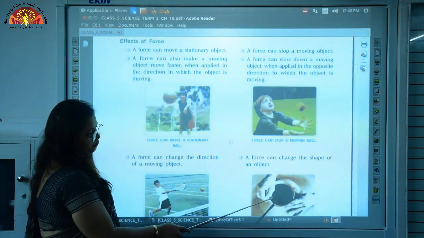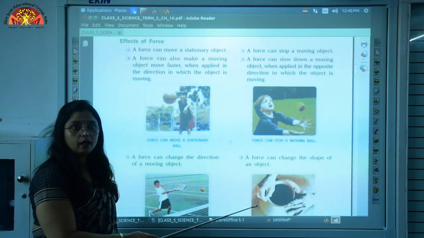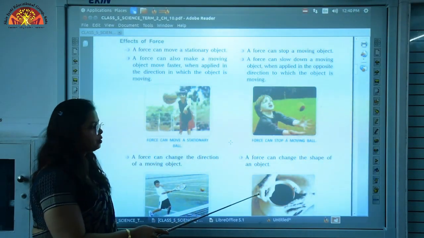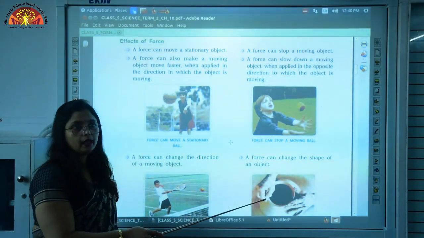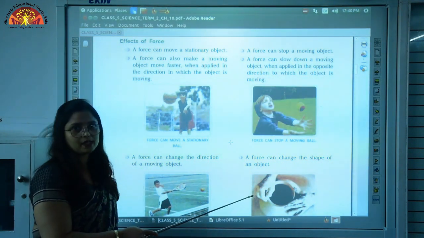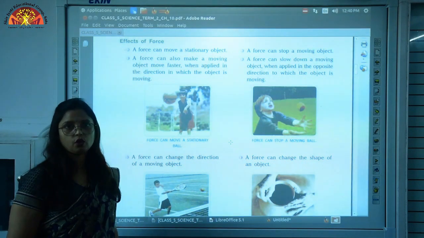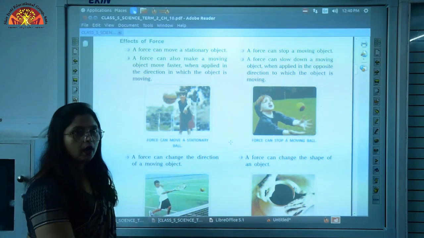So, one more example you can see over here, a potter making a pot with clay. He also uses force to give shape to the clay, and he makes different pots of different shapes and sizes. So, children, these all are the different effects of force. Now, we come to our next topic.